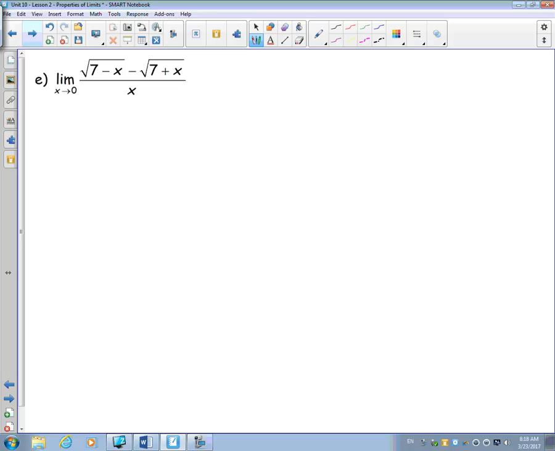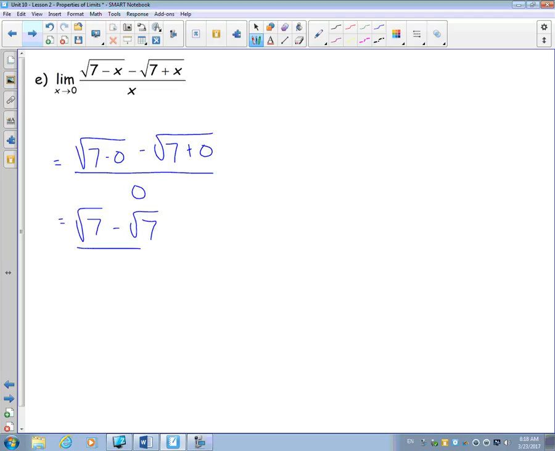The limit of this thing. Okay, we'll do what we've always done. 7 minus 0 and 7 plus 0. We're trying to find shortcuts here. What do we get? We get on top root 7 minus root 7 over 0. Oh, that gives me a 0 over 0. What does that tell me? It's a hole again. It's an indeterminate answer. Something weird going on here.